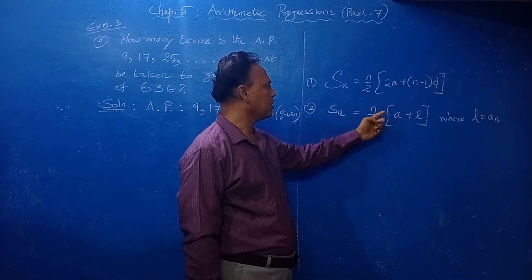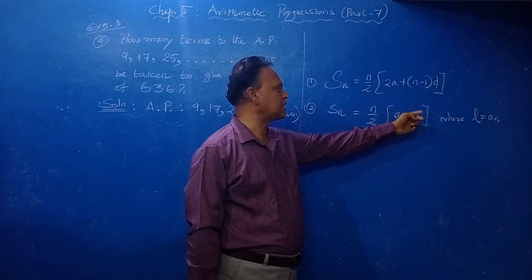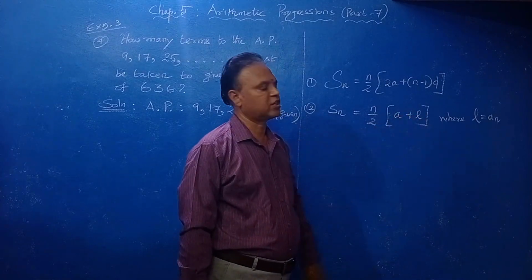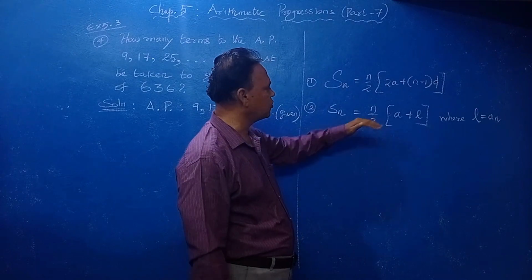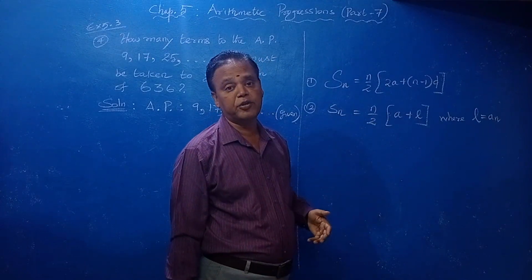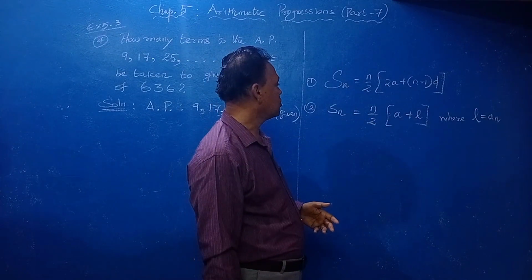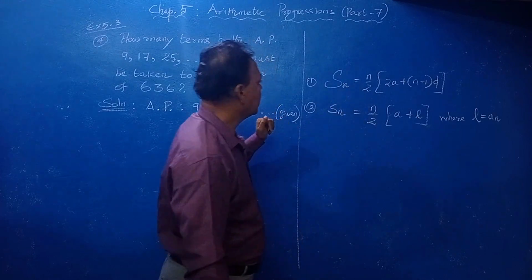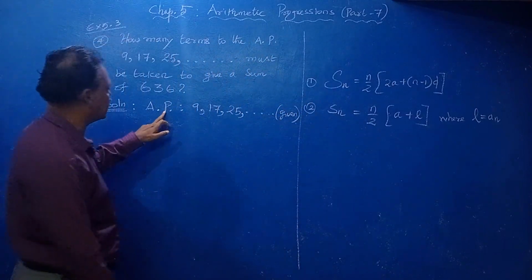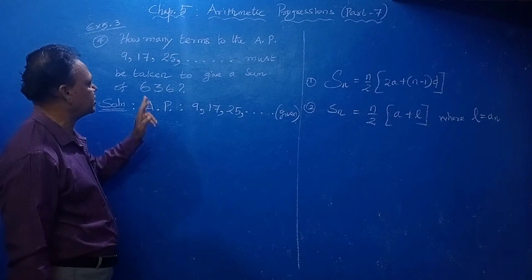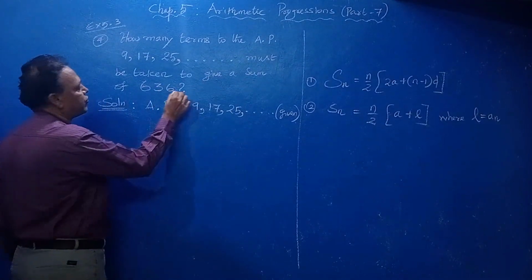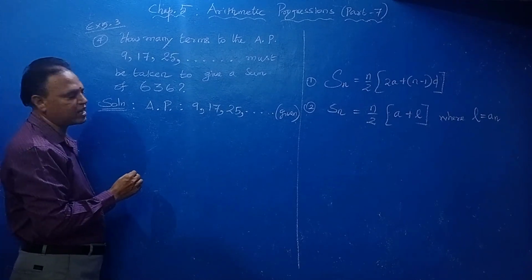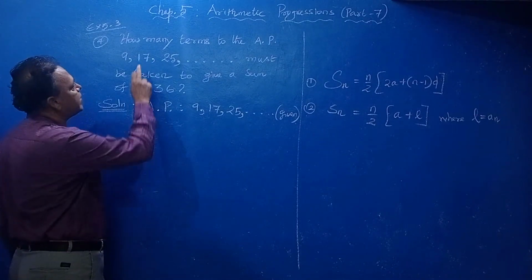When the last term is given, you have to use this formula: Sn equal to n by 2 into a plus l, that is first term plus last term. If you know the first term and the last term, you can easily use this formula and get the answer. So here Sn is given, 636, and the AP is also given.